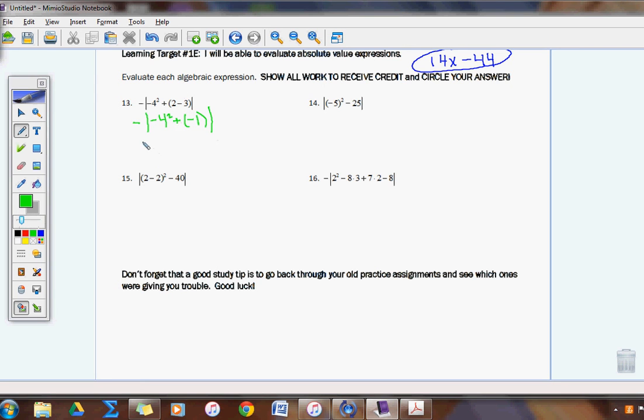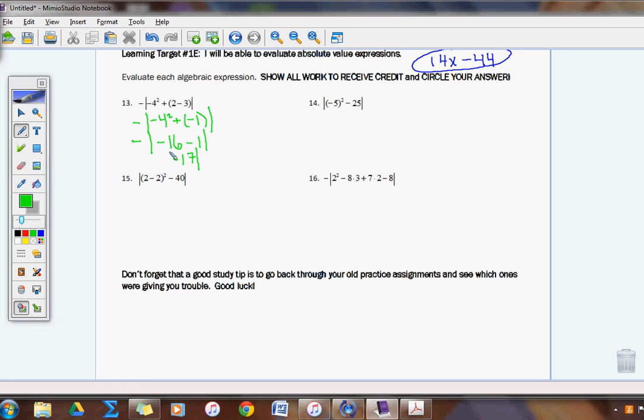Now I got this exponent. Well, here we go. The opposite of 4 squared. It's not negative 4 squared. It's the opposite of 4 squared. So that's going to be negative 16 on the inside. Plus a negative 1. I can just put a minus 1 if I want to there. So on the inside, we're going to have negative 17.